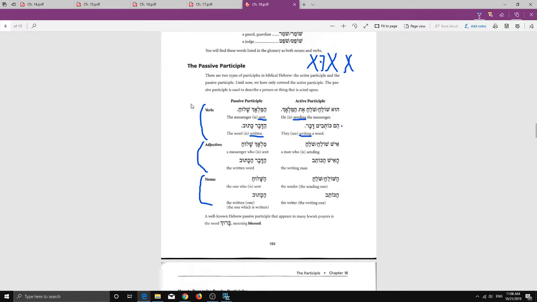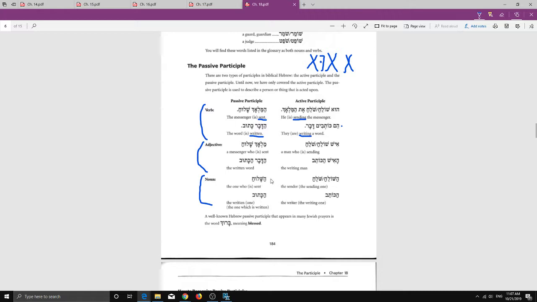And again, to know whether it's a verb, adjective, or noun is by context. Okay, because if you notice, sholeach is the same as appeared here as well. The big difference here would be this article. That might be a good tip-off, but the adjective can also take an article if it was the man, the sending one. So it's by context that we'll know how the participle is functioning.